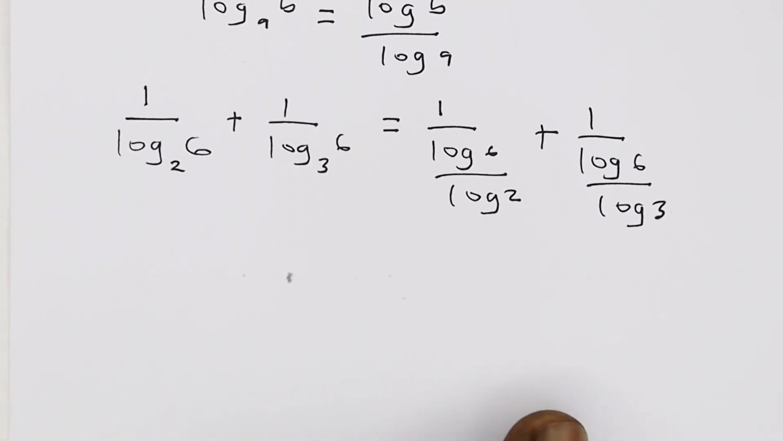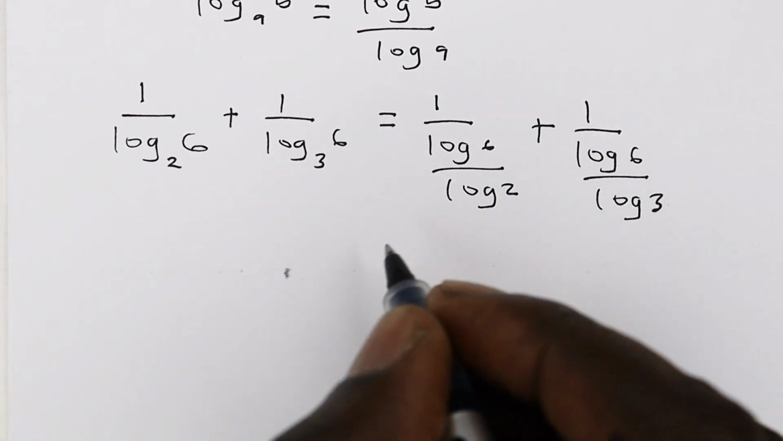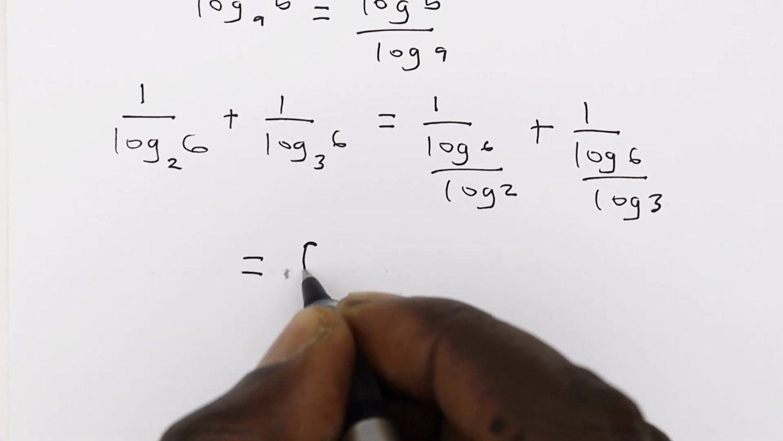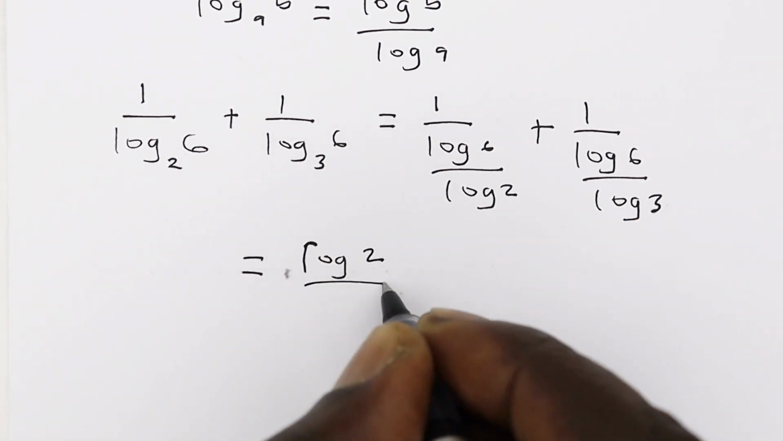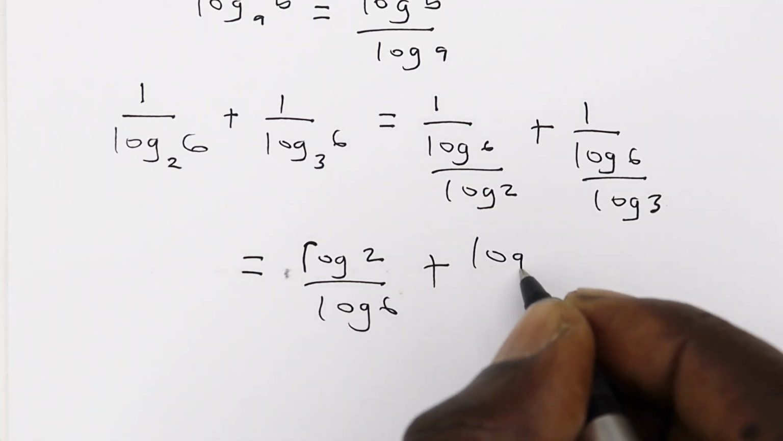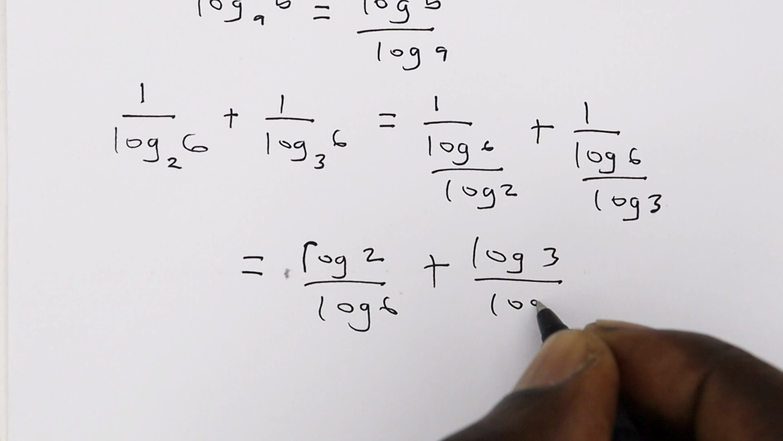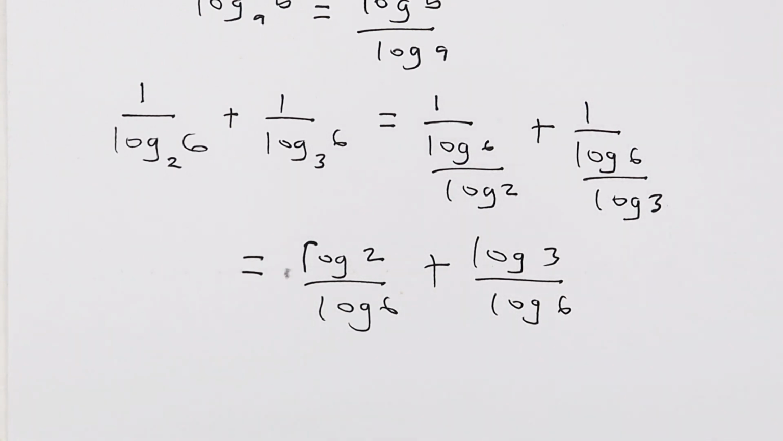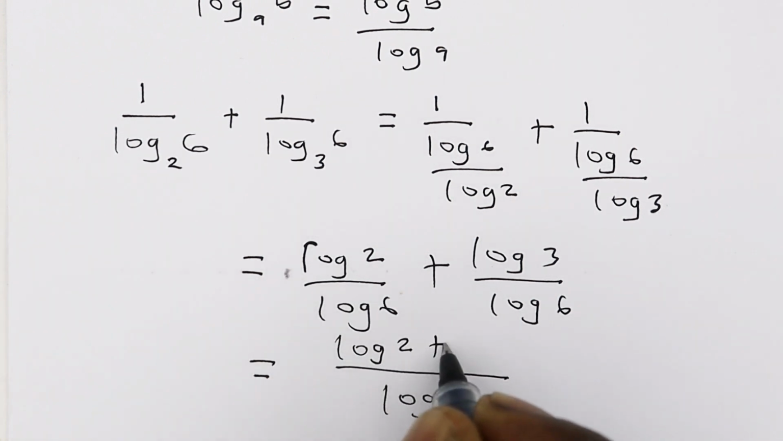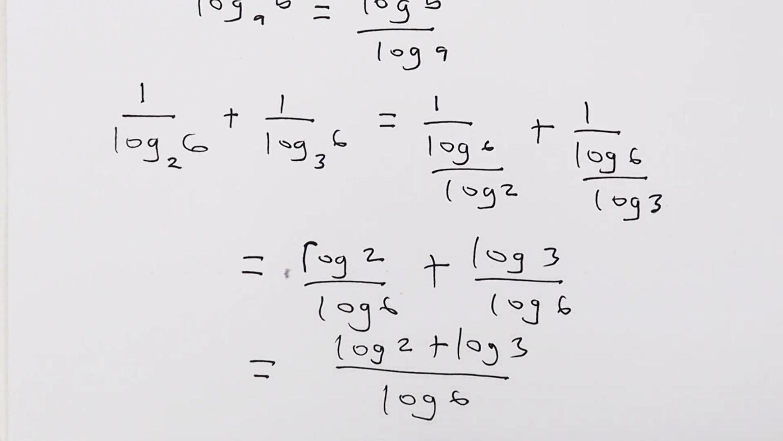So it means, therefore, that we can write this as the reciprocal of this, that is log of 2 over log of 6. The same applies here, that is log of 3 over log of 6. So now the denominators are common, so we can have this over a common denominator, that is log of 6. Then we have log of 2 plus log of 3.